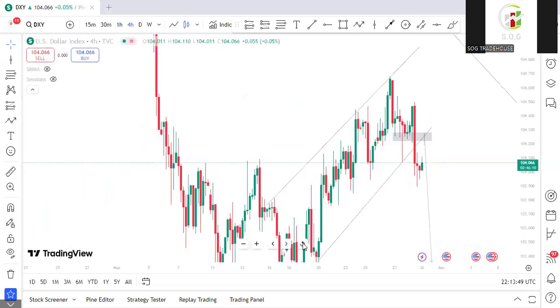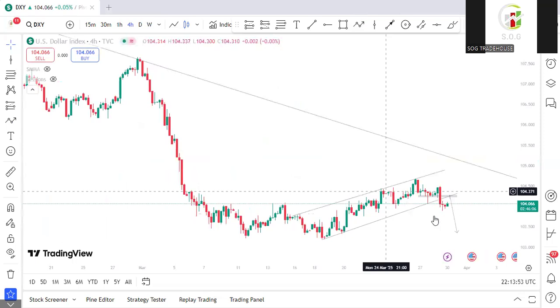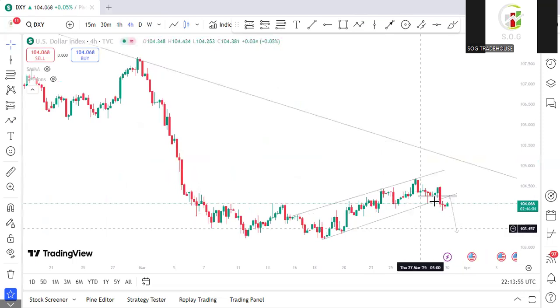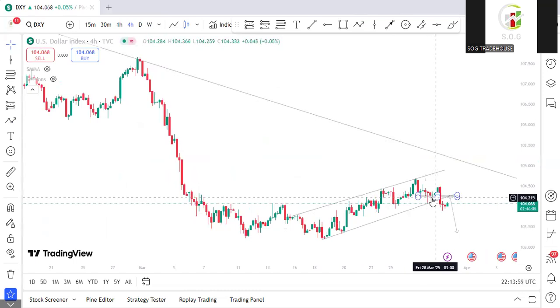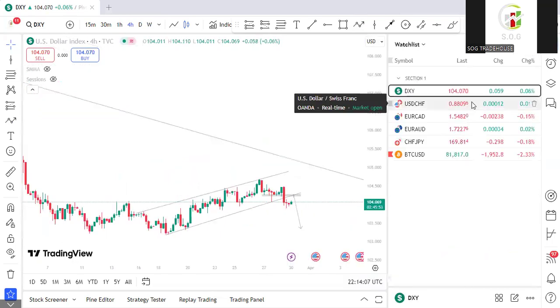So a quick recap on DXY. We've got the breakout of this bearish flag pattern. So what are we anticipating? We're anticipating the retest of the pattern, also this level of resistance over here. So we should be looking for sells on USD pairs. So the next pair on my list is USDCHF.